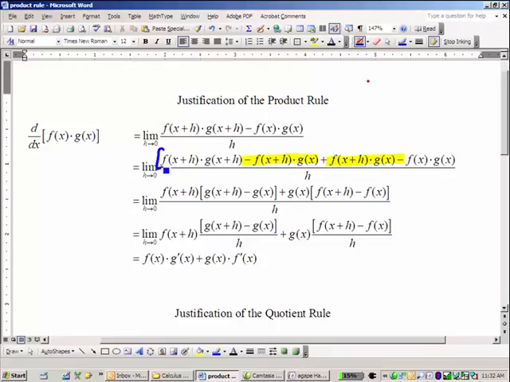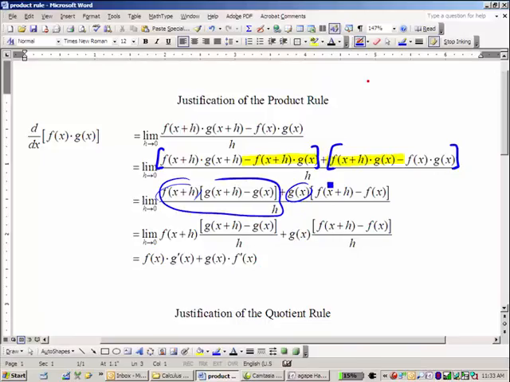Let's take a look at the first 2 terms. What did they factor out? F of x plus h. They factored out an f of x plus h. Then the next 2 terms, what did they factor out? G of x. Now they took it and broke it up into this piece all over h and this piece all over h. It's sort of like the backward of getting a common denominator. They have the common denominator and they split it up. So here we have f of x plus h times g of x plus h minus g of x all over h, plus g of x times f of x plus h minus f of x all over h.